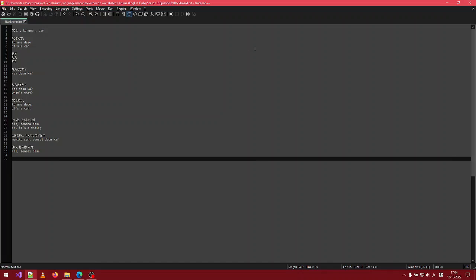Nan desu ka? Kuruma desu, it's a car. What about that? Kuruma desu ka? Is that a car? Iie, densha desu. No, it is a train. Okay, something like that. All right, that is it.